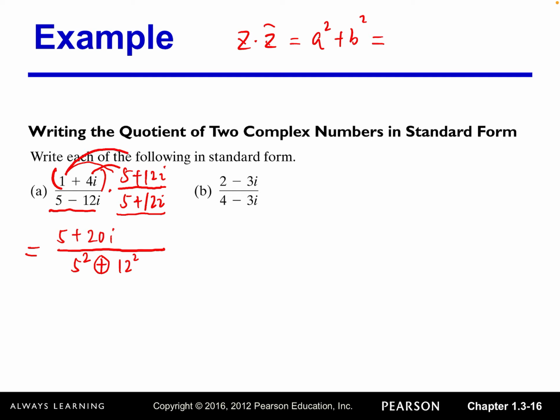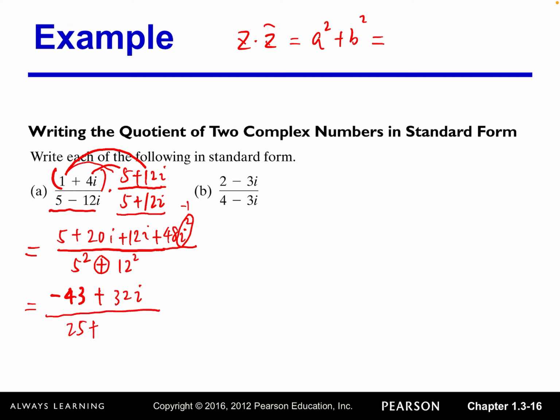You can do first, outer, inner, last. I just do the other way. That's plus 12i, the same, right? And then 4i times 12i, that's plus 48i squared, right? And remember i squared is negative 1, so that puts us to 5 minus 48, that's negative 43, that's the real part, right? Imaginary part, 20 plus 12, that's 32i.